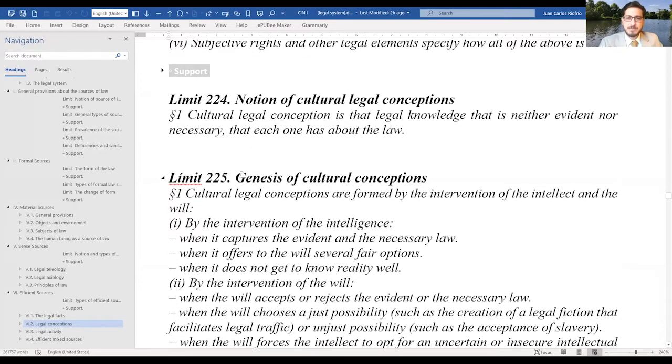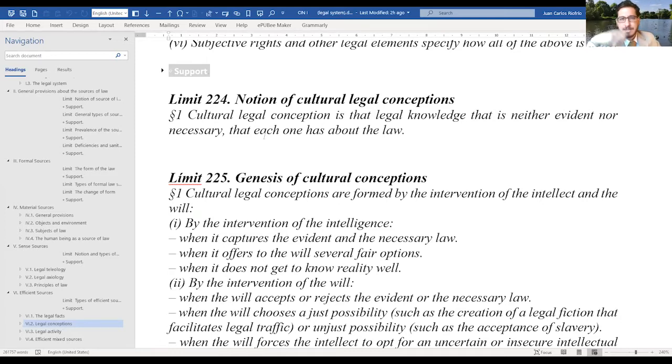And finally, the cultural legal conceptions, which will be all things that we create that are not necessary, that could be or couldn't. Cultural legal conception is that legal knowledge that is neither evident nor necessary. This is the simplest definition that each one has about the law. Now, it's so clear, no?